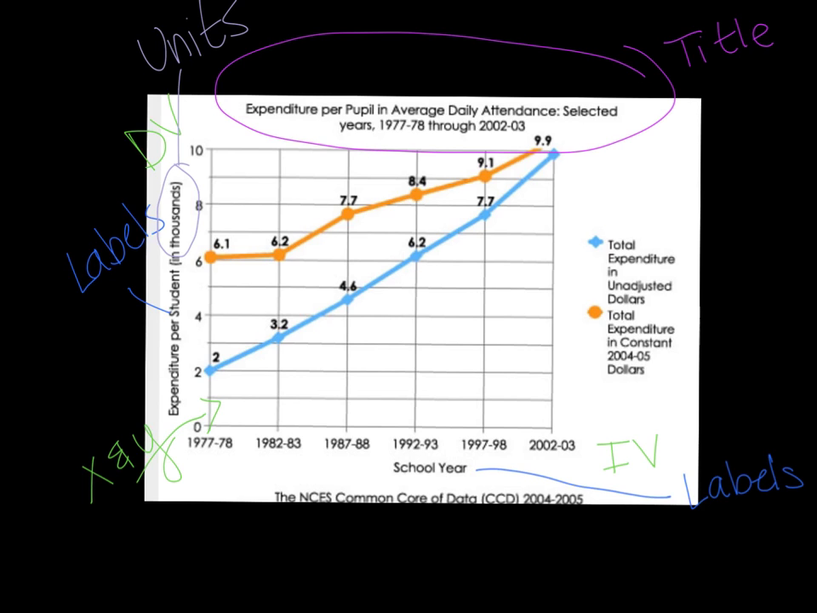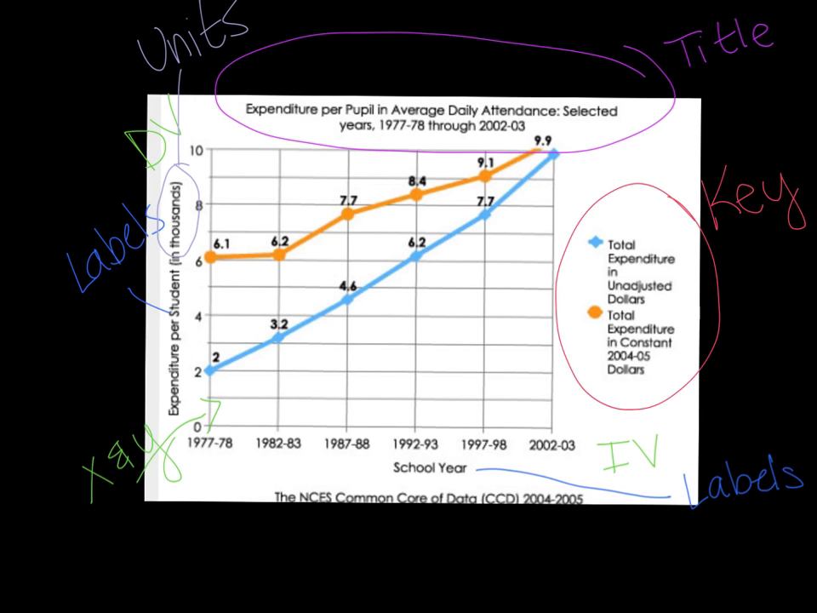And finally, having a key is important because when we have 2 lines, we need to know which color line stands for which. So they talk about the total expenditure in the orange line, and then in unadjusted dollars, this is without taking into account inflation. So you can see it's a direct increase of how much money is spent on students, and when you take into account inflation, it's still been increased over time.